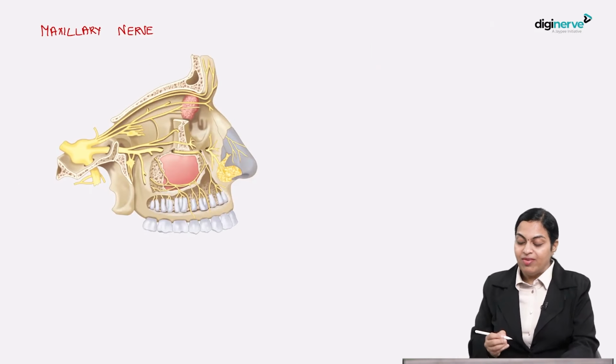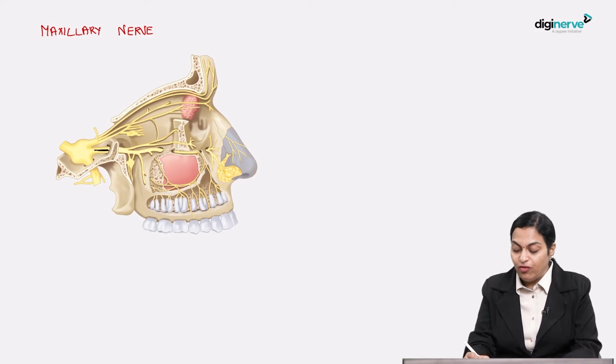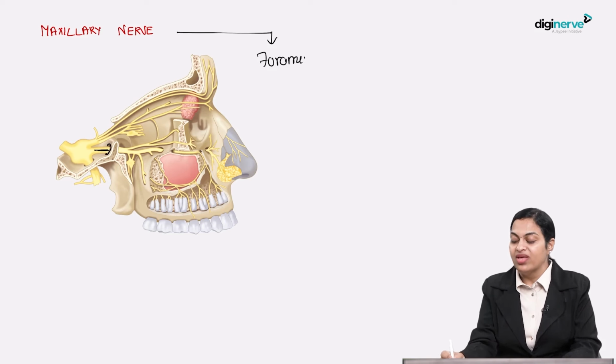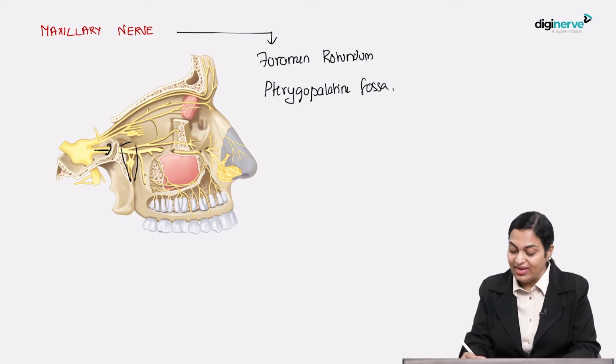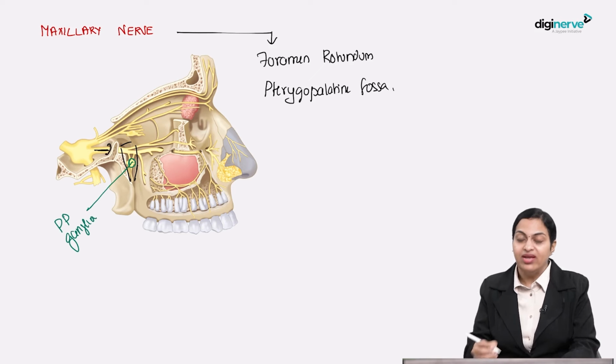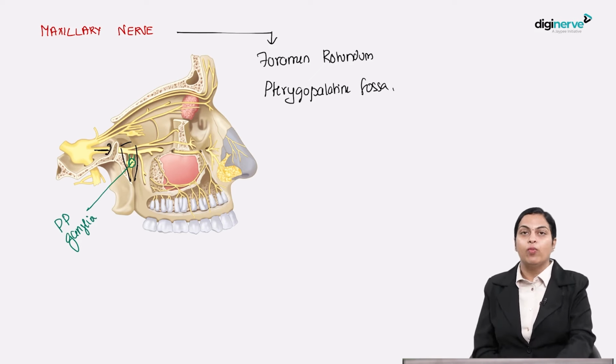So, where is the maxillary nerve here? This is the maxillary nerve. And you can see a foramen here. The maxillary nerve passes through the foramen rotundum. And it reaches this area that you see here, which is called the pterygopalatine fossa. And in the pterygopalatine fossa, can you see here there's one ganglia, the pterygopalatine ganglia, right? So this maxillary nerve through the ganglionic branches will communicate with the pterygopalatine ganglia.